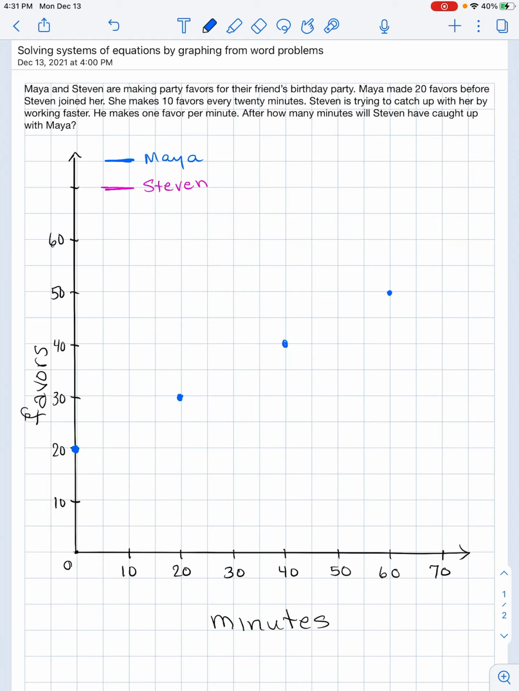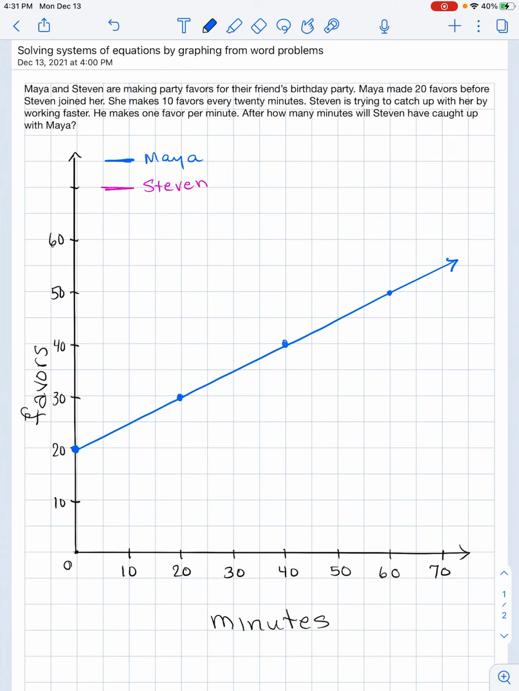And now I'm going to connect those by drawing a line. And hopefully this is linear. And there we go. And that's going to go on, so I need an arrow.